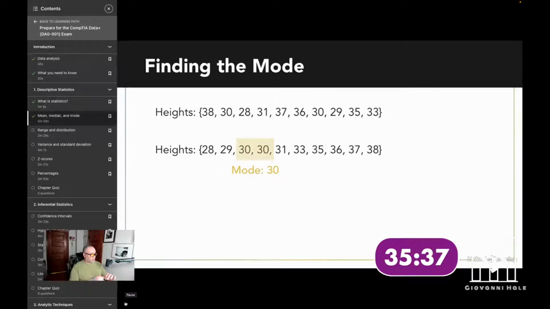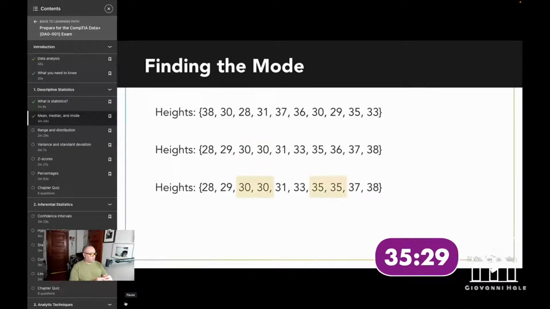Now, you sometimes might encounter a situation where there are 2 or more most common values. For example, look at these modified values. Now the numbers 30 and 35 both appear twice in the dataset. That's not a problem either. This dataset just has 2 modes, 30 and 35.